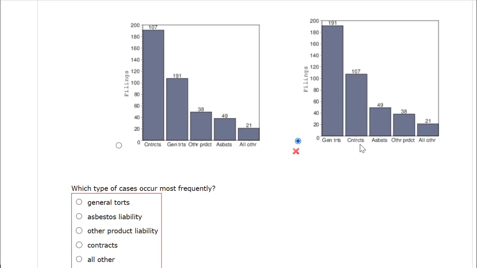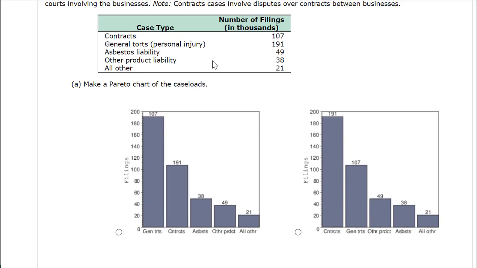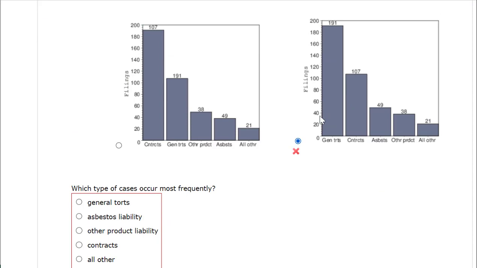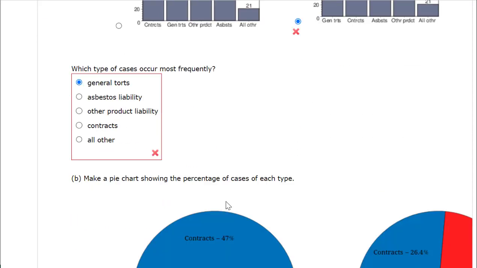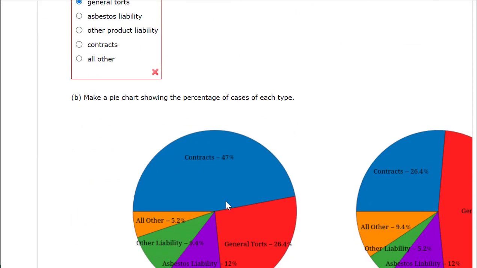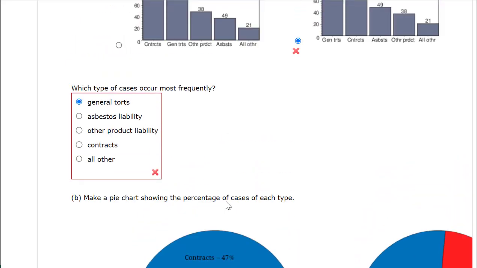Which type of cases occur most frequently? Well, it was the general torts. You could look at the table. You could look at the Pareto chart. Make a pie chart showing the percentage of each case shown.